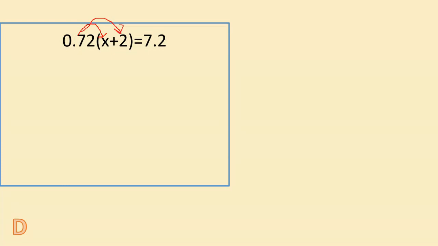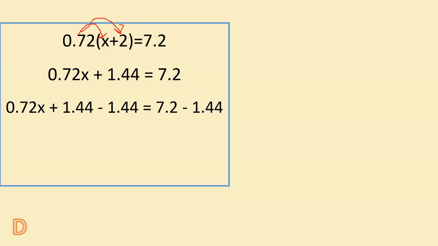Okay, and once we distribute, what do we get? We get 0.7200 times x plus 1.4400, and it is equal to 7.2/10. Awesome job. The next thing we're going to do is our what? That's right, zero pairs. It's going to become 0.7200 times x plus 1.4400 minus 1.4400, and it's equal to 7.2/10 minus 1.4400. Once again, this becomes a zero pair, and we're left with 0.7200 times x equals 5.7600.